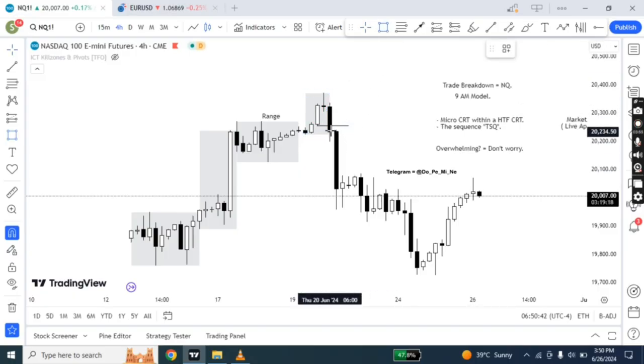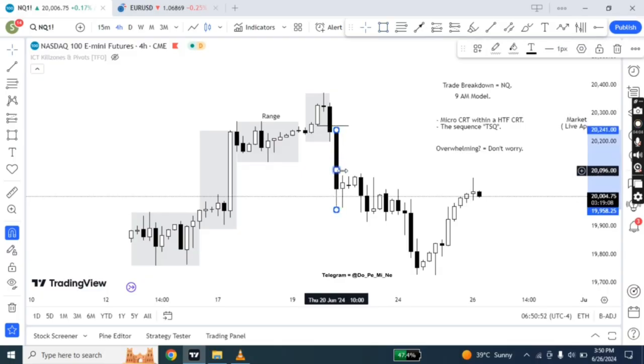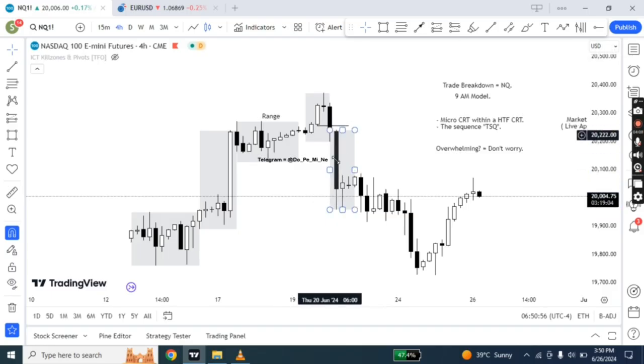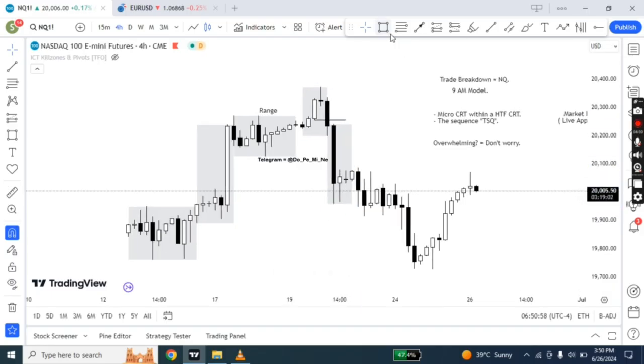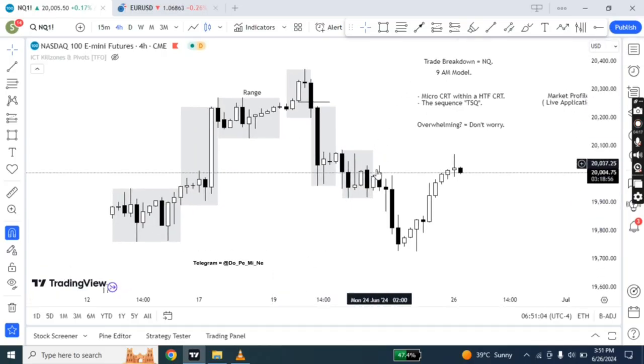And once a manipulation profile ends, we know that we're only going to have one possible outcome after that, and the only possible outcome after a manipulation profile ends is an expansion, but not just a normal expansion, an expansion in the opposite direction. And you can see that we had that expansion here, and then after that expansion we had another ranging profile, and then after that ranging profile we had another expansion, right?